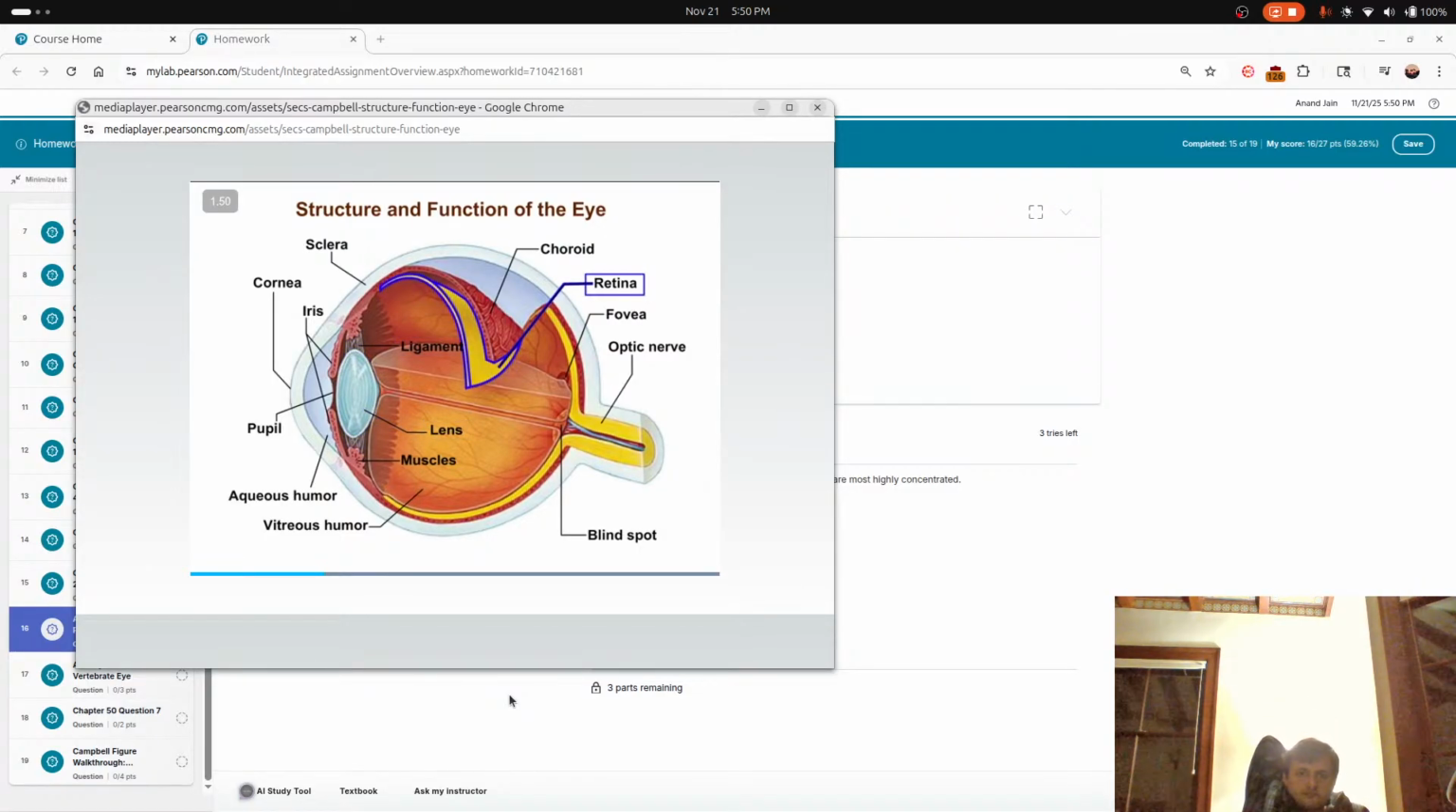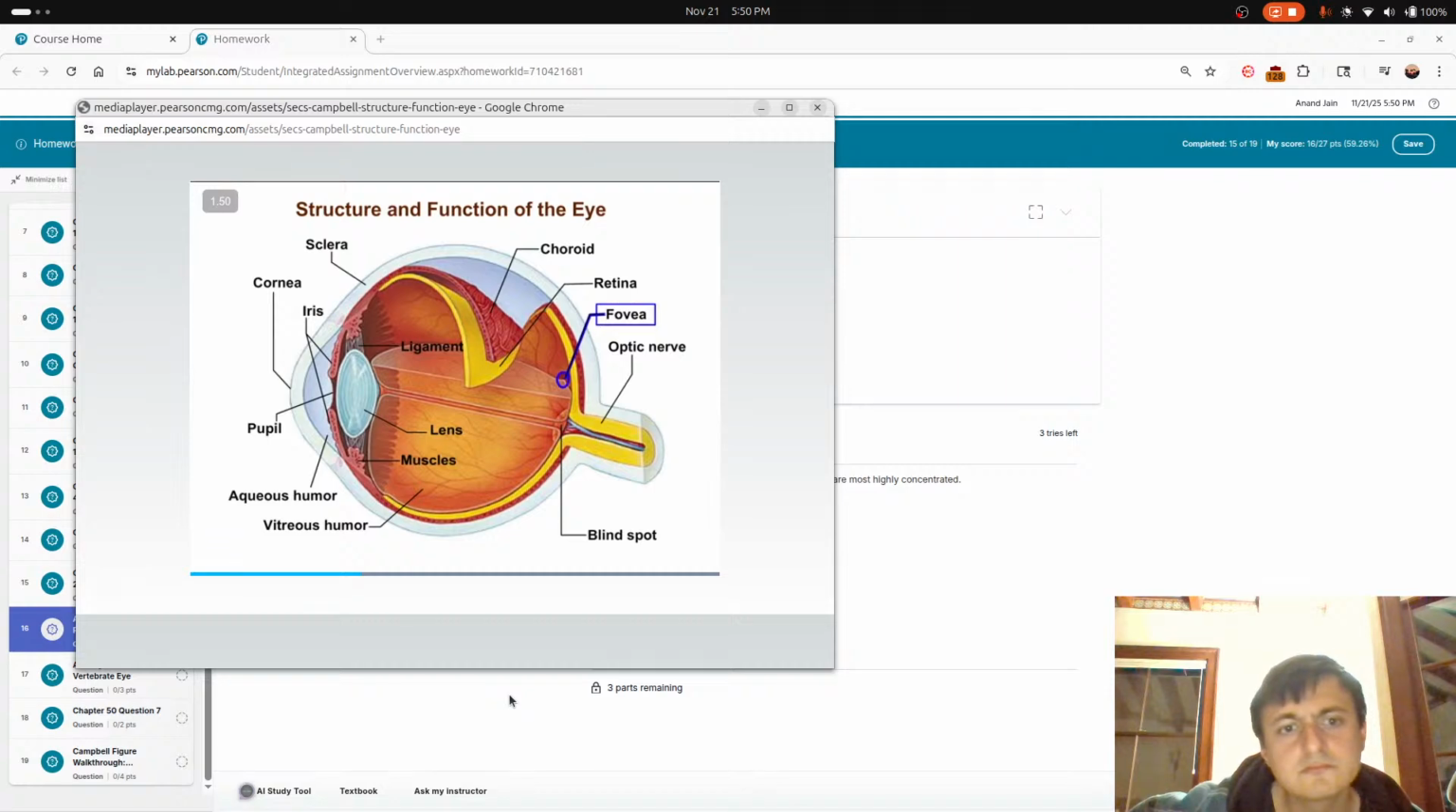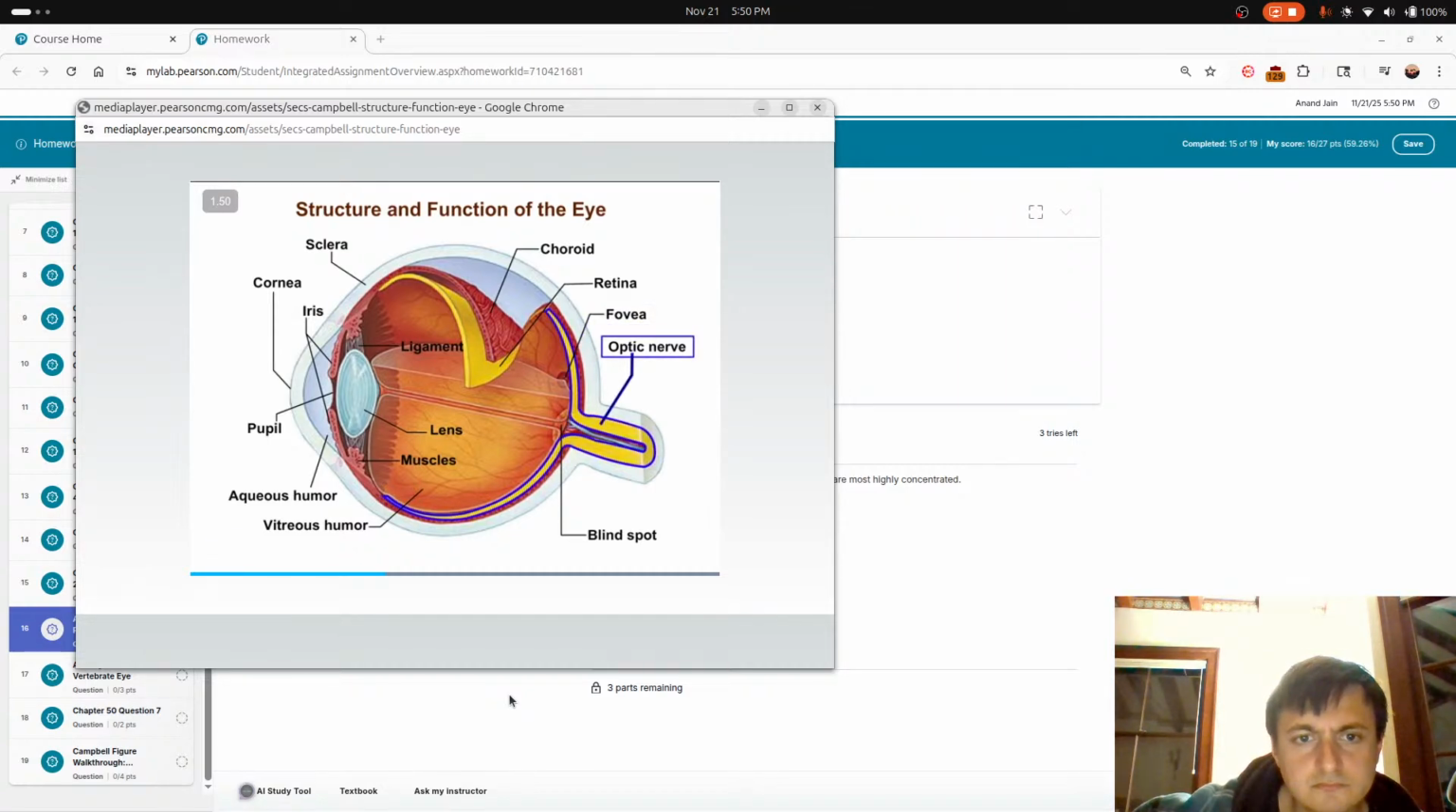The retina is the location of the eye's photoreceptors. The retina is also the place where you would find rods and cones. The fovea is the place where photoreceptors are highly concentrated. The optic nerve is the structure that conducts action potentials to the brain. The blind spot is the place where the optic nerve leaves the eye. The sclera is the tough layer that forms the white of the eye.